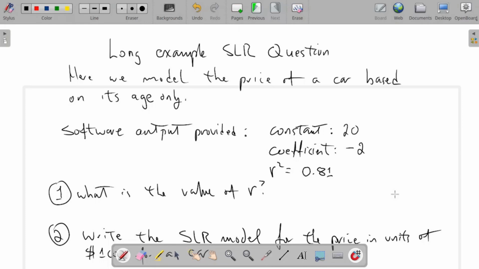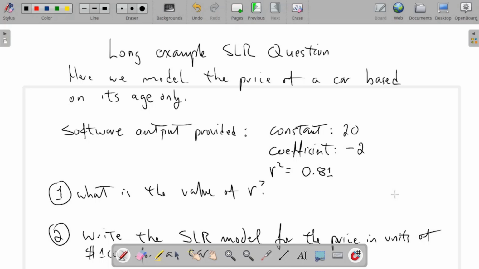In a slightly more detailed example for the use of simple linear regression, here we're going to model the price of a car based solely on its age. In reality, of course, there's other factors to take into account, and that leads to the topic of multiple linear regression, but that's in a follow-on statistics course. Here we provide information from computer or software output.